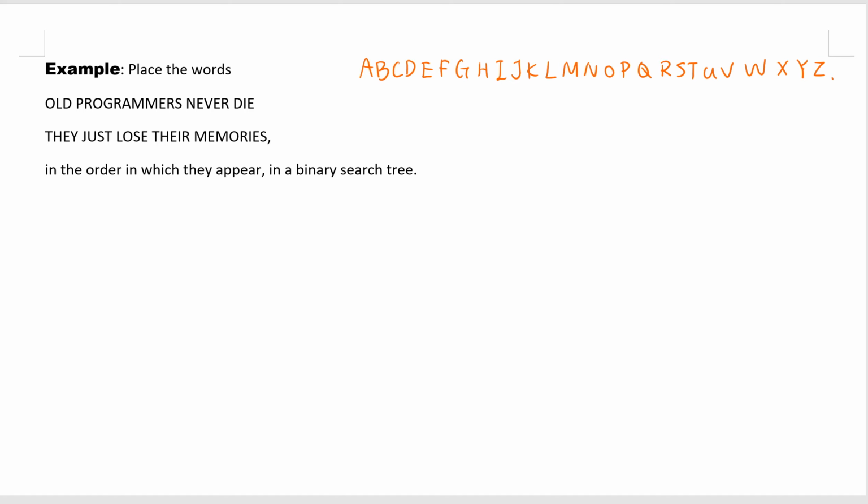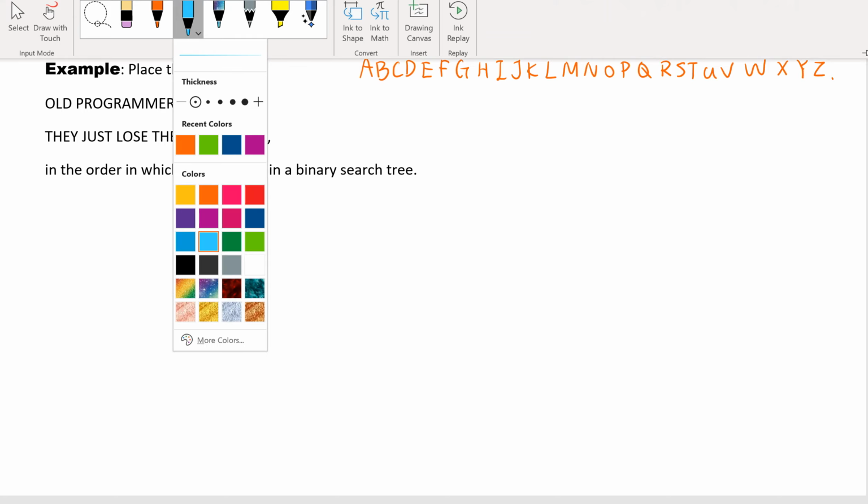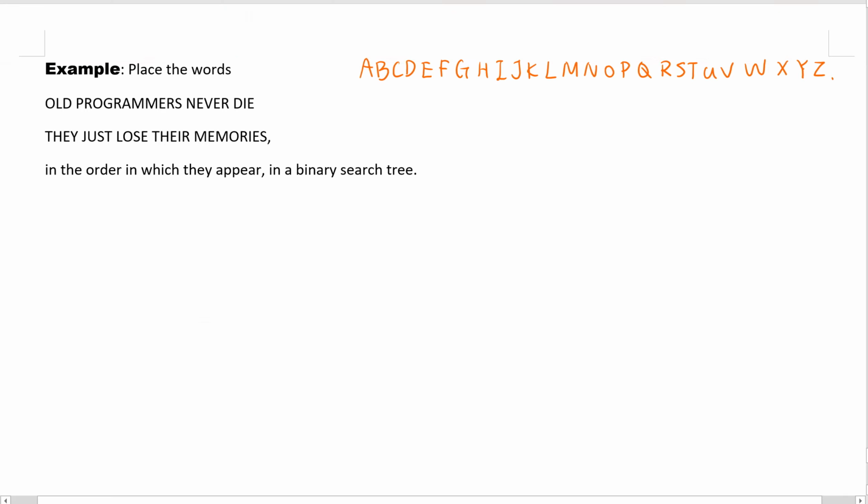Okay. Alright, then we want to place the words in the order they appear. So first we want to place the word "Oh." Okay, let me use a different color. Let's see. Maybe green. Okay, so we want to place O. So O is right here.